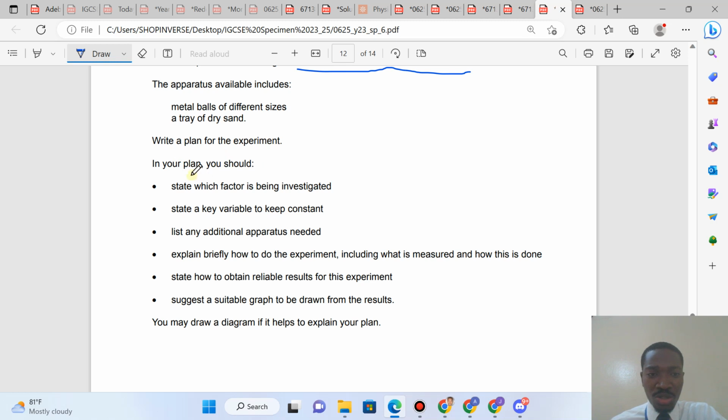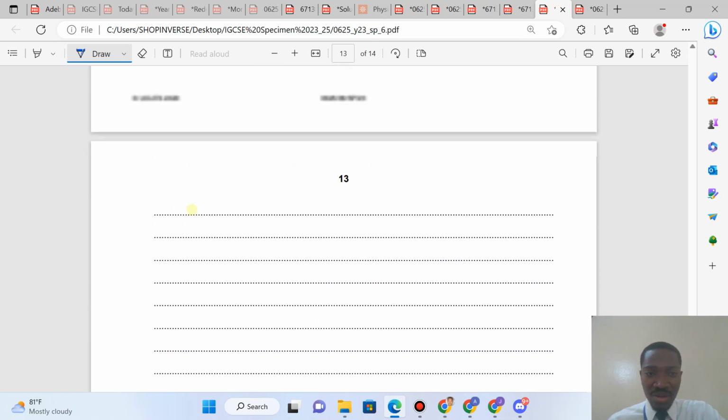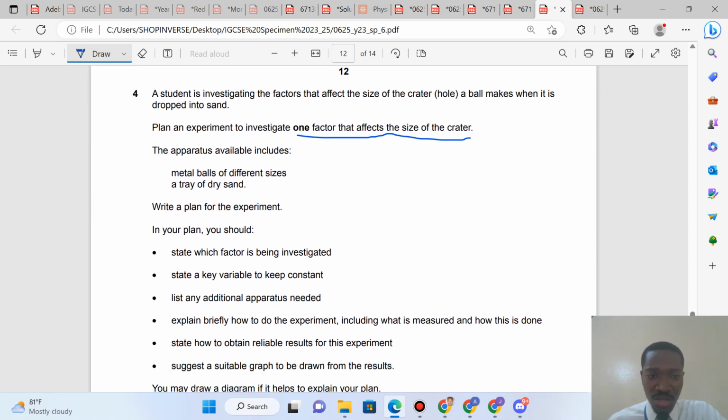Your plan should, now, you see these bullet points here? These are the points that you use as a guide to answer this question. As you are answering each of the questions in the bullet points, you are already planning the experiment. So that is what you write down here. Just write down what each bullet point requires of you. Let's start. State which factor is being investigated.